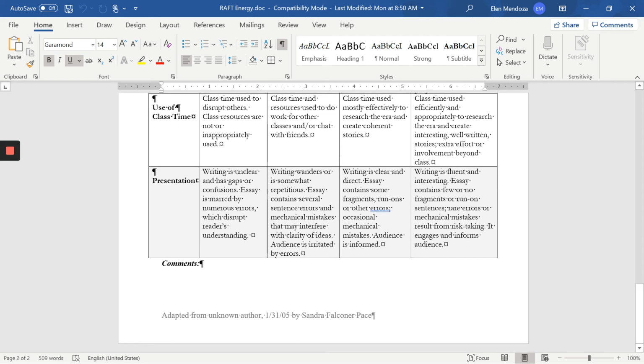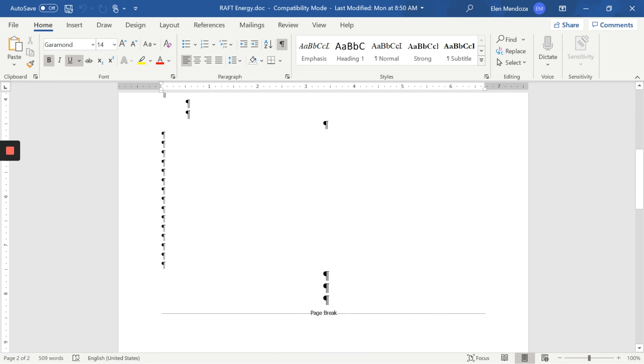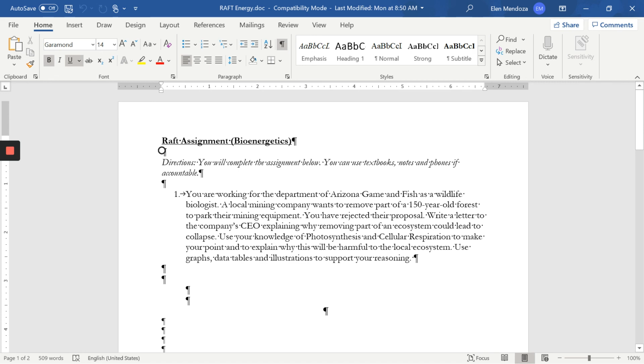So what does that mean? That means it's interesting, it's cool to read, and it is teaching me something new. Okay, so if you have any questions about this assignment, it is letter format you're writing in. So: dear CEO, and you're going to explain your role, you're going to explain why you rejected their proposal, and you're going to explain why chopping down this 150-year-old forest is going to affect the whole ecosystem. I expect that your assignment will be between 4 and 5 paragraphs.